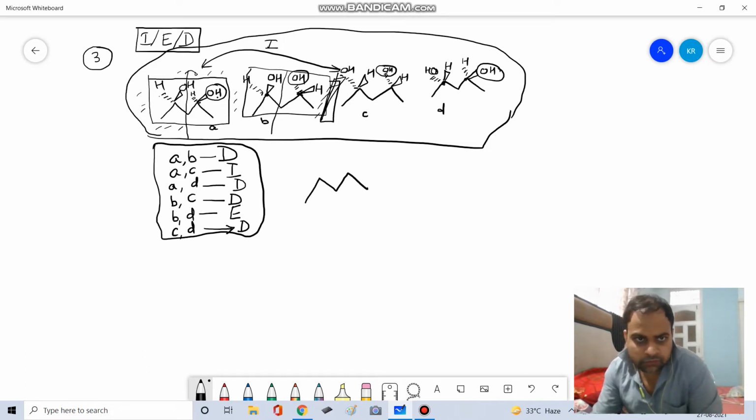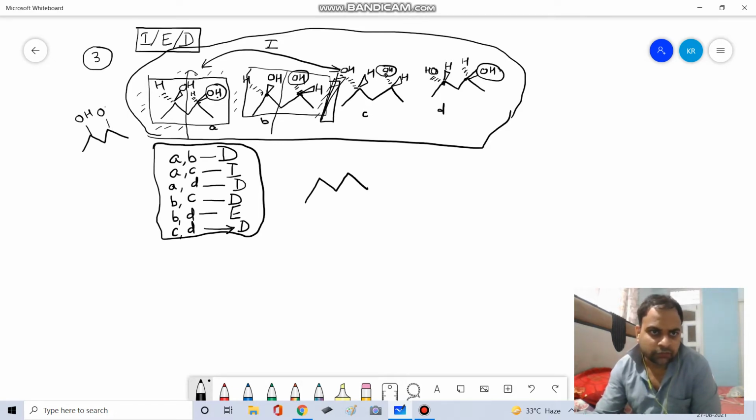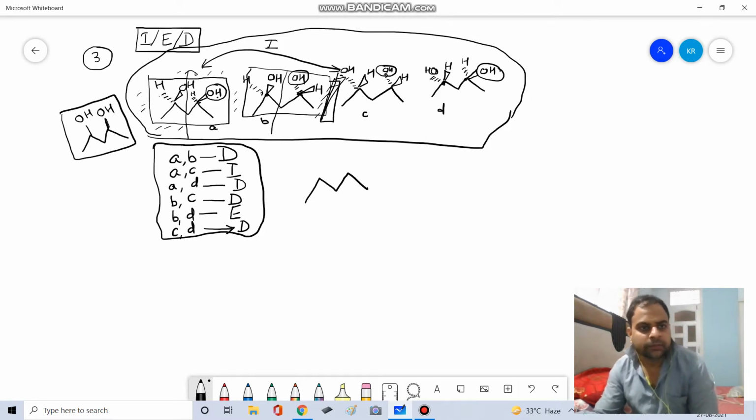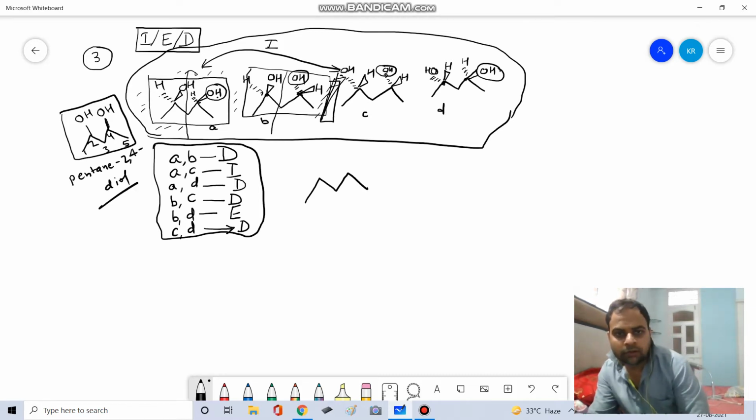So here I have written different configurations of this structure, that is pentane 2,4 diol. Pentane 2,4 diol. Now I am taking this compound where I have put sulfur in place of oxygen.